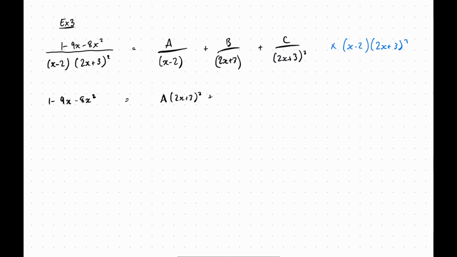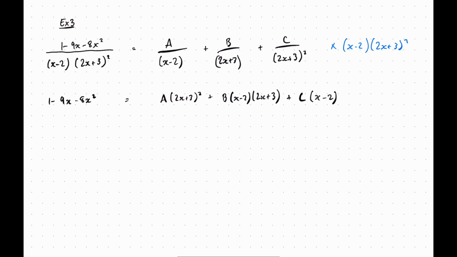When I multiply my b term, which is just a 2x plus 3, what's that going to leave me with there? x minus 2 and 2x plus 3, because it only cancels out with one of the 2x plus 3s of a 2x plus 3 squared. And then my c term is going to just be x minus 2, because 2x plus 3 squared will cancel out with 2x plus 3 squared.